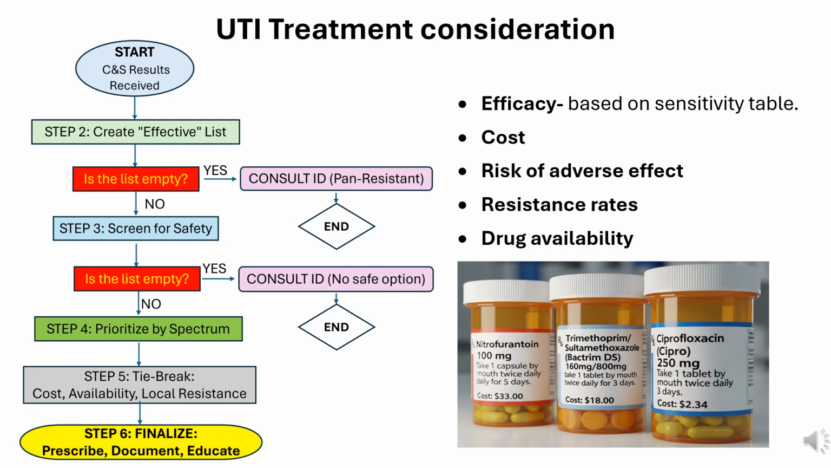Contraindications must be considered. Certain antibiotics are not safe for everyone. For example, nitrofurantoin should be avoided in patients with renal impairment. Consider the side effect profile. Some drugs cause more GI upset.